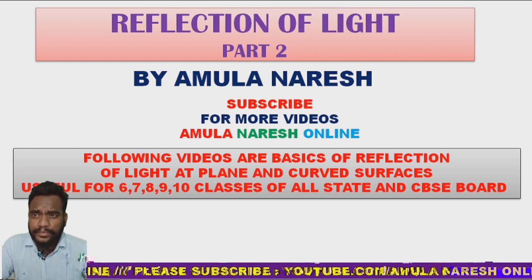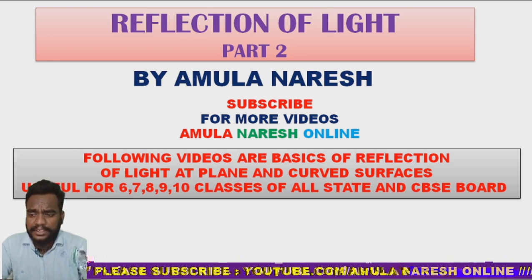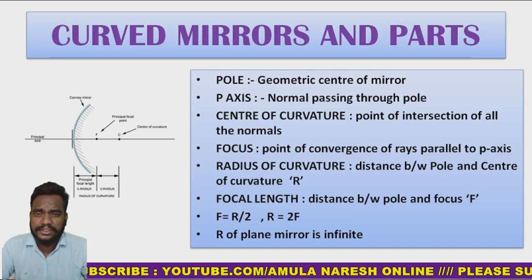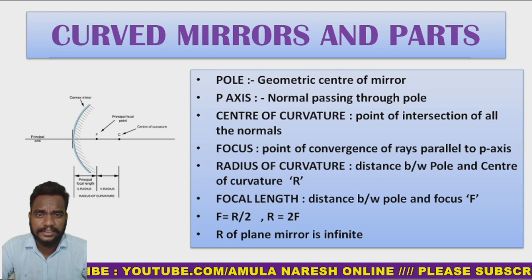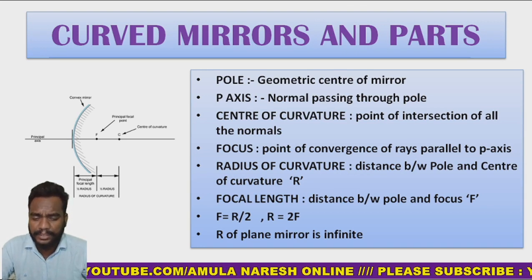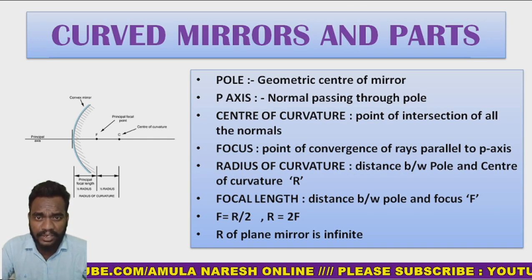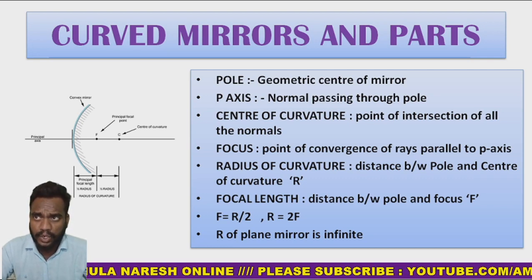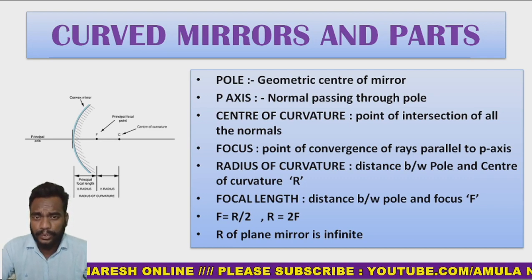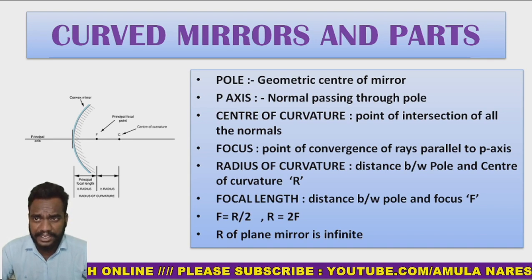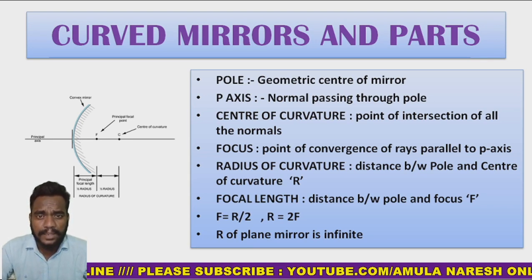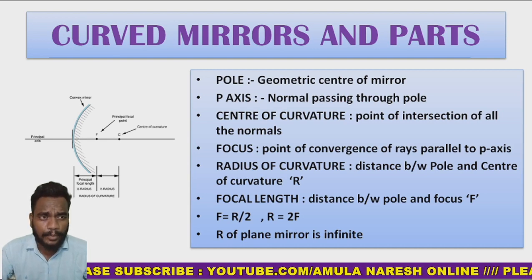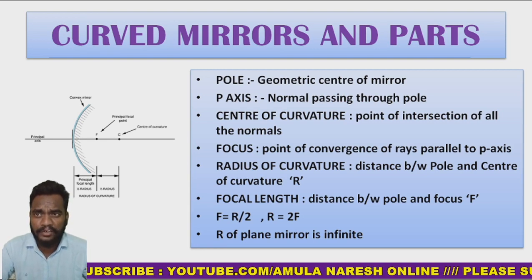Right, so let us start the topic. Firstly, curved mirrors. What are curved mirrors? Already we know what curved mirrors are. In our last video we have seen about curved mirrors. There are mainly two types of curved mirrors: concave and convex mirror. Before going to the properties of both mirrors, we will understand the main points, important areas and important parts of the curved mirrors.